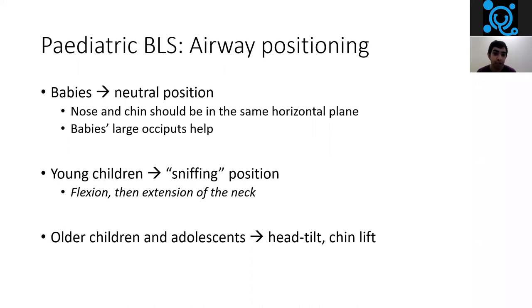And then for babies, what we call the neutral position is where the nose and the chin should be on the same horizontal plane. So if you draw a line connecting the nose to the chin, it should be a perfectly flat line. That's how you can assess somebody's in the neutral position. What tends to help with that is babies often have quite a large occiput, so they can balance by themselves in that position.